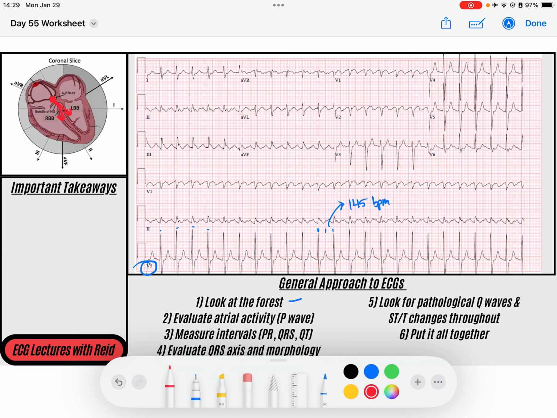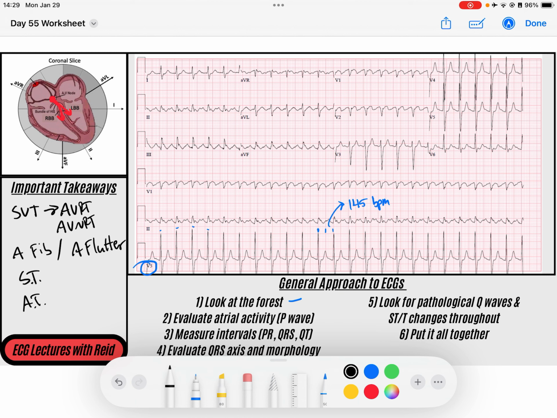And so a couple causes that we can think of. We can think of, is this an SVT, such as an AVRT or AVNRT? Is this a fib? Is this a flutter? Is this sinus tachycardia? Or is this an atrial tachycardia, like an ectopic atrial tachycardia? And so there's a couple things we can do to kind of work our way through this.